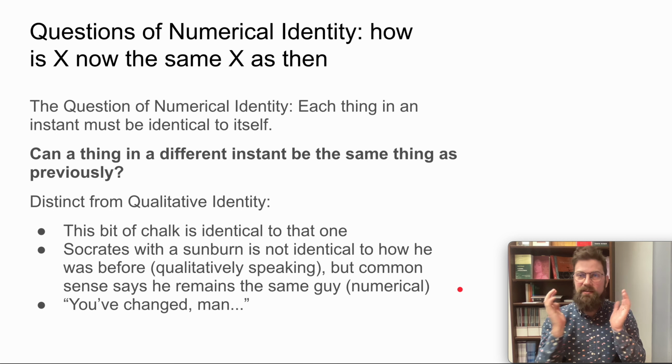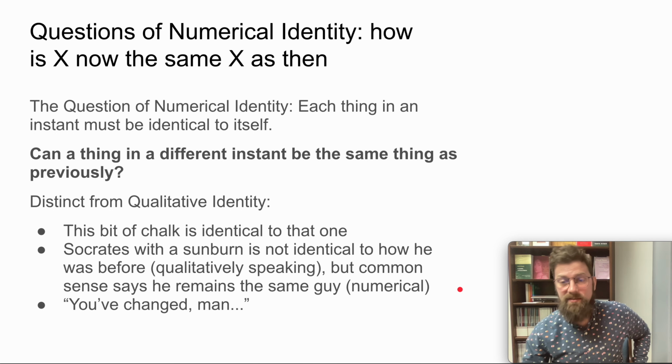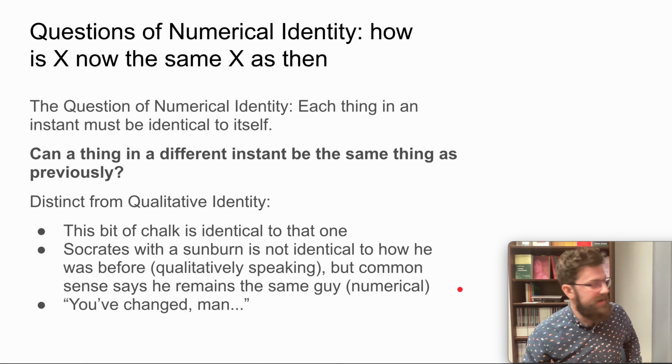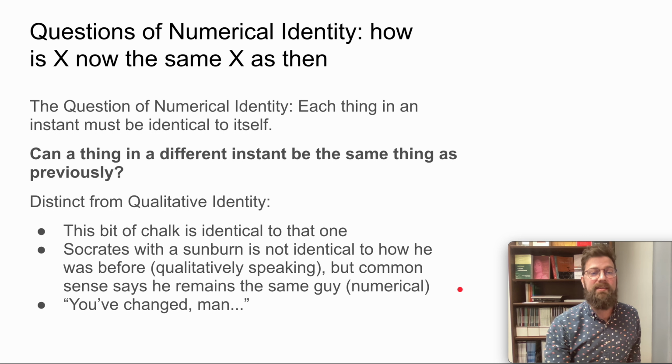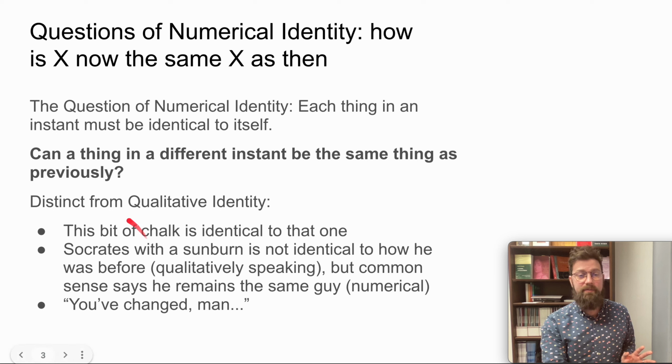Sometimes we say things like, you've changed, man, right? But when we make these claims, we're not usually saying that this person is literally a different individual than they were before. We might just be making a claim about shifts in a person's values or habits or ways of acting in the world. So Locke is interested not really in this question of qualitative identity.